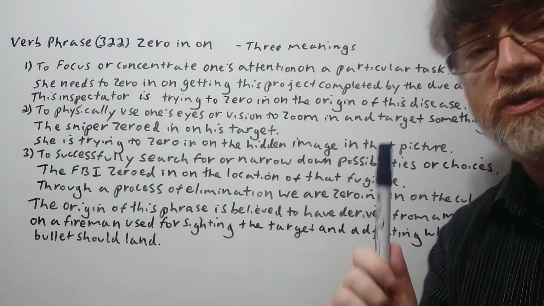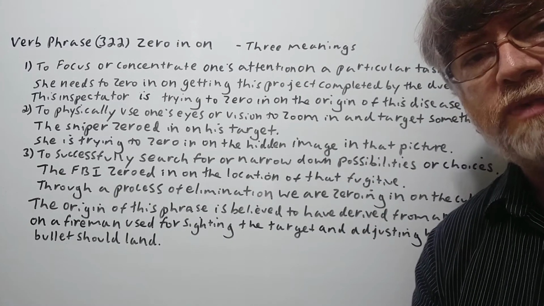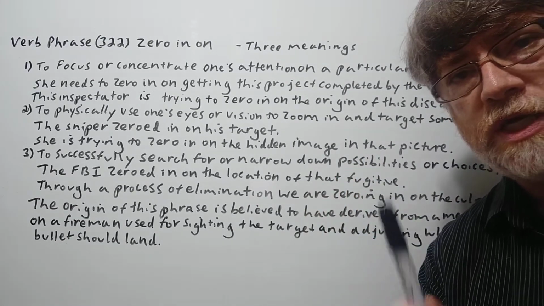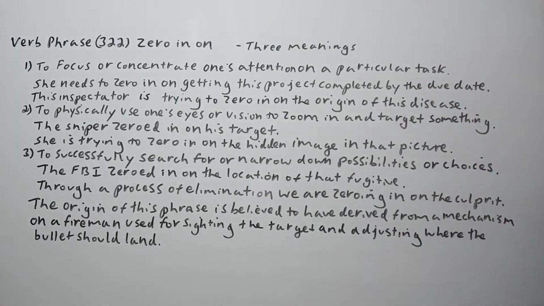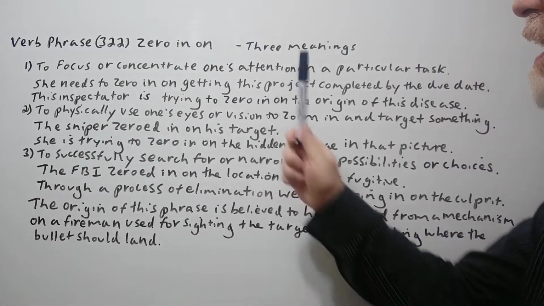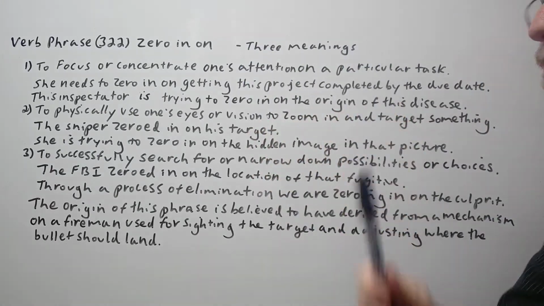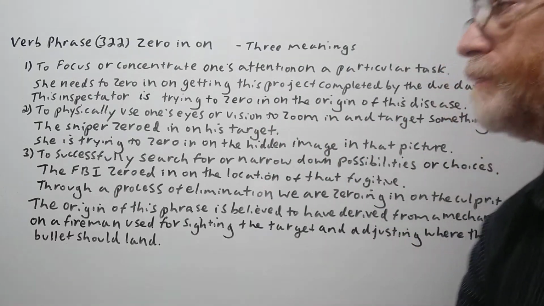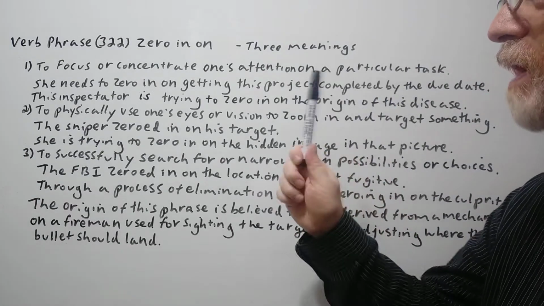Verb phrase today is to zero in on, and we have three meanings and three uses to cover. Okay, somebody wants a screenshot, do it right now. Let's look at the first one. To focus or concentrate one's attention on a particular task or a job. All right, so we have a couple of examples here.